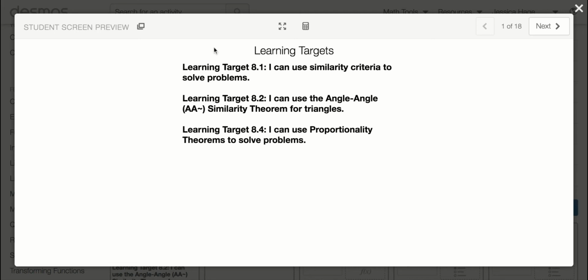So this video is going to take you through part one of the Chapter 8 Similarity Desmos, focusing on Learning Target 8.1. I can use similarity criteria to solve problems.